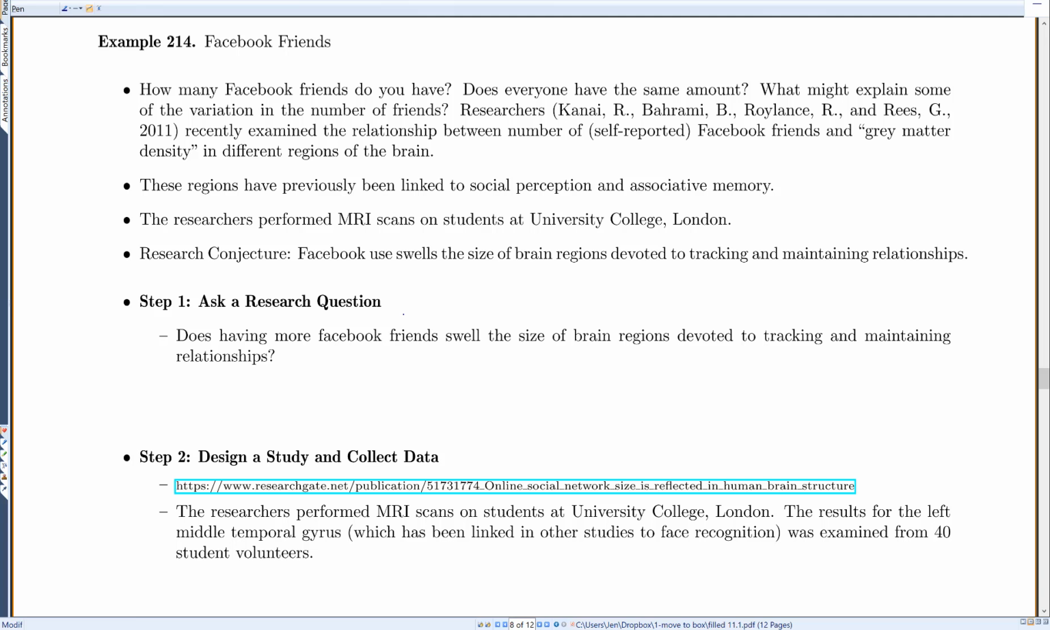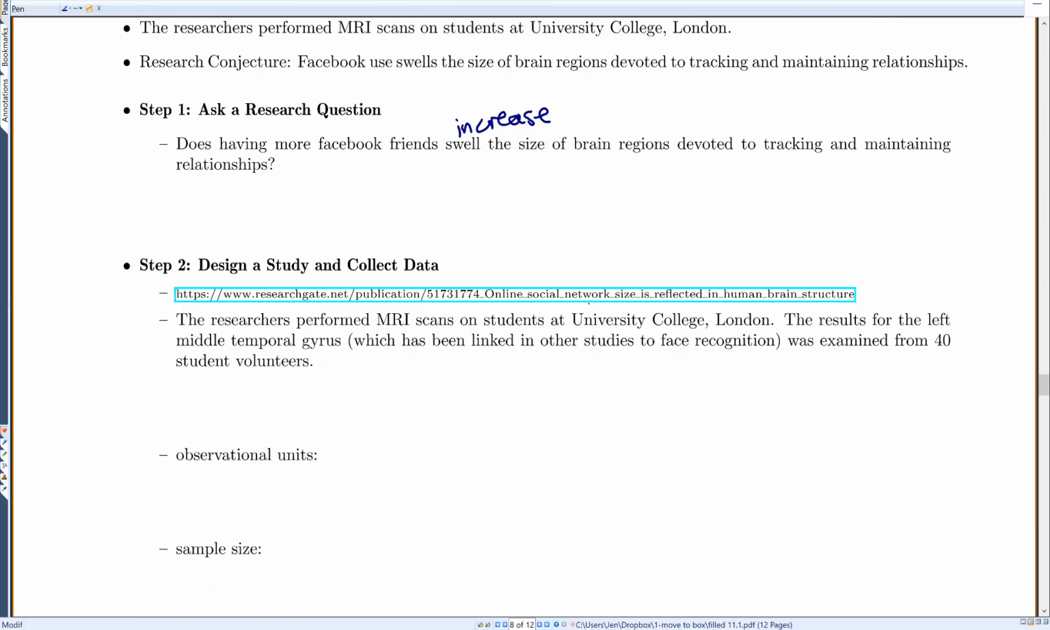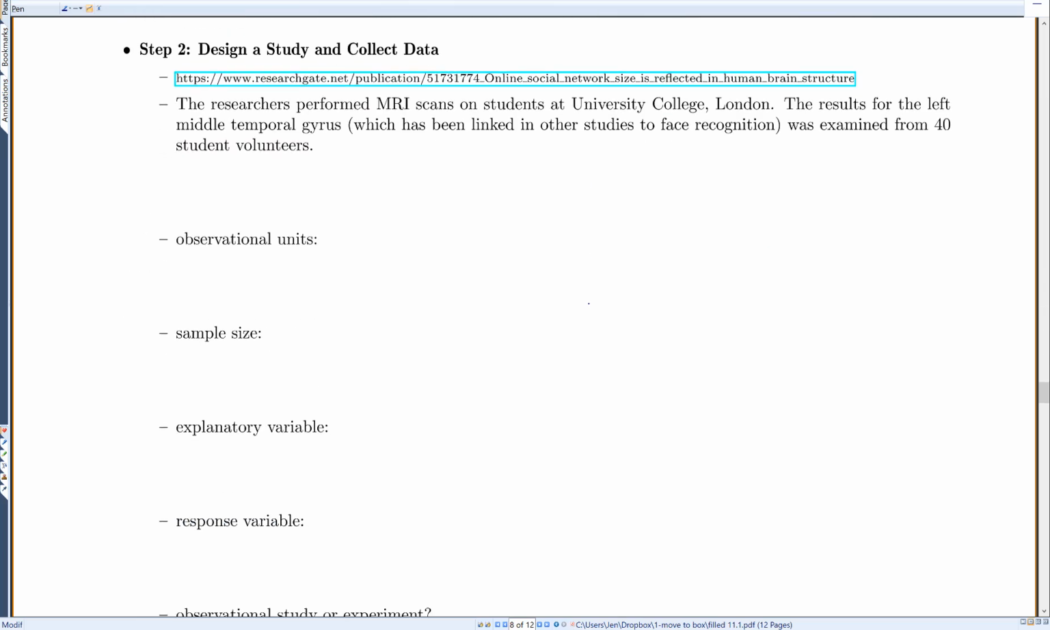So step 1 is ask a research question. So they specifically want to know, if we narrow down, does having more Facebook friends swell or increase the size of brain regions devoted to tracking and maintaining relationships? Step 2 would be to design a study and collect data. So there's the article. What they did, they designed it, they said, we'll perform MRI scans on students at the college. The results for the left middle temporal gyrus, which has been linked in other studies to face recognition, was examined from 40 student volunteers.